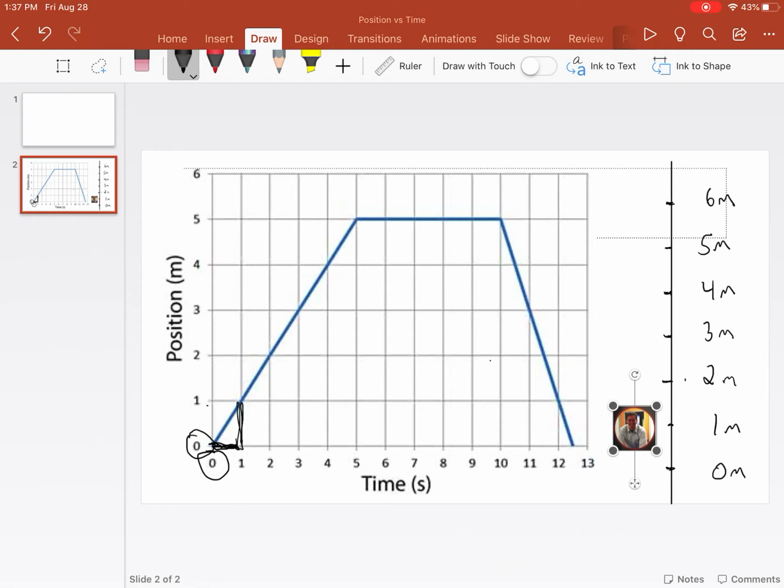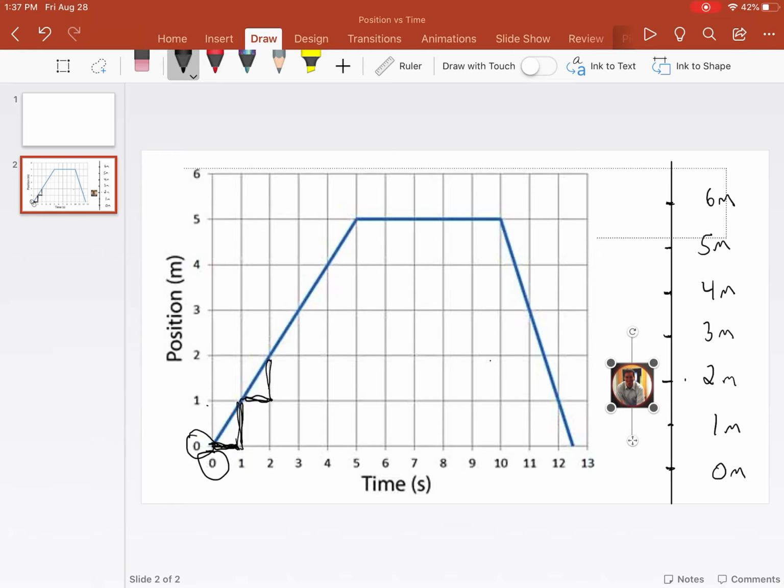And then what happens in the next second of motion? Well, next second of motion here, I go forward another meter. So there I go forward another meter. And I don't want my picture to be upside down, so we'll try and do it this way. There we go. Okay. So now I'm at 2 meters.